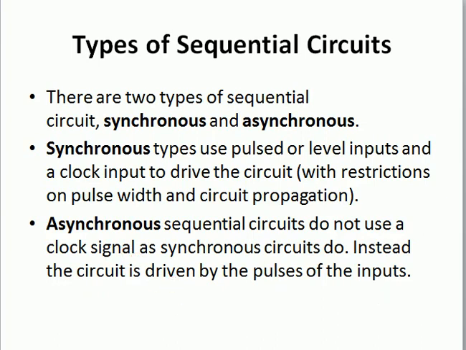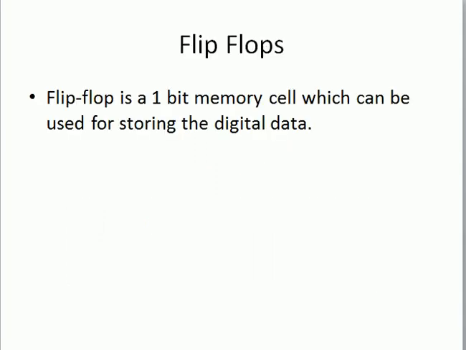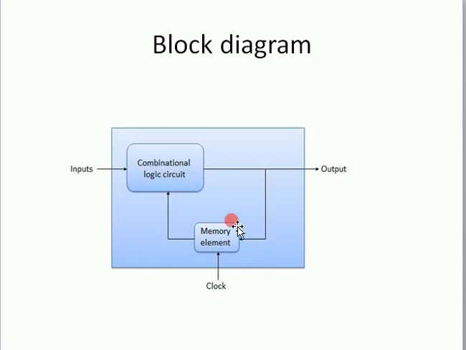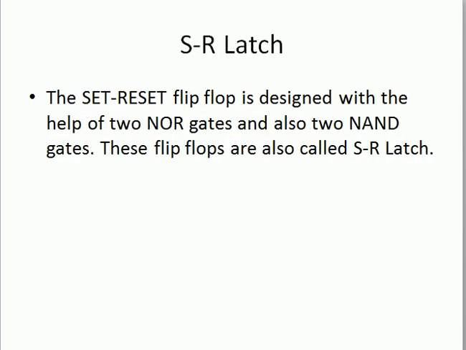Now we will discuss the first kind of sequential circuit, and that is the flip-flops. First of all, what is a flip-flop? Basically a flip-flop is a memory element, as we have seen in this diagram, the memory element. A flip-flop is a 1-bit memory cell that can be used for storing digital data. We can use one flip-flop or more than one flip-flops, so that we can store more and more data in it. So a flip-flop is a memory element or memory cell.